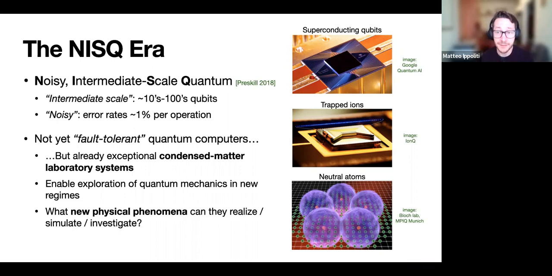But even at this stage, all of these platforms, ranging from superconducting qubits to trapped ions, neutral atoms, and other emerging technologies, are already extremely interesting condensed matter laboratory systems. That's in the sense that they are systems of many interacting degrees of freedom that have capabilities for control and measurement that are much beyond or different from what is normally possible on, say, a sample of semiconductor or a more familiar solid state system, for example.